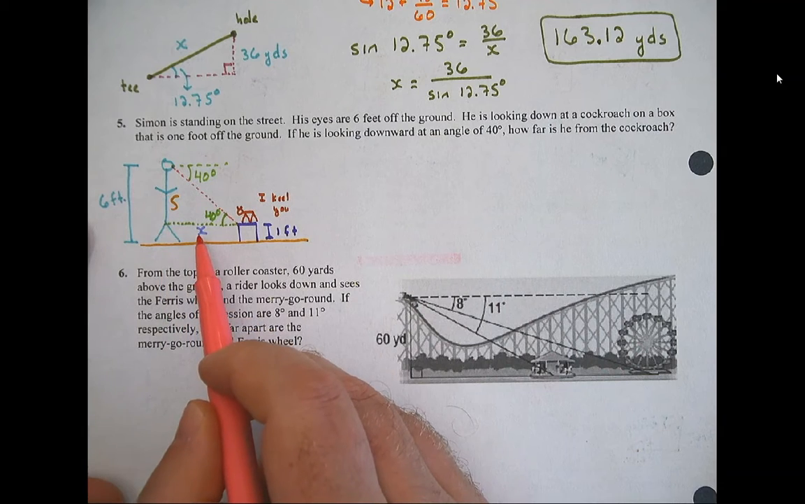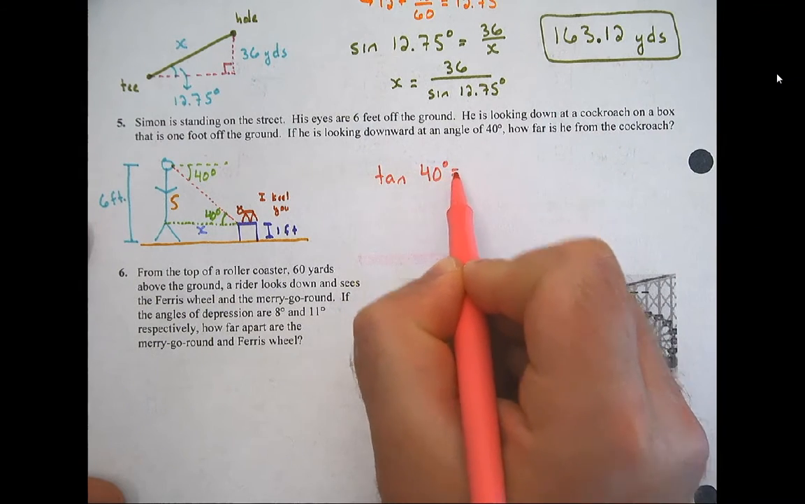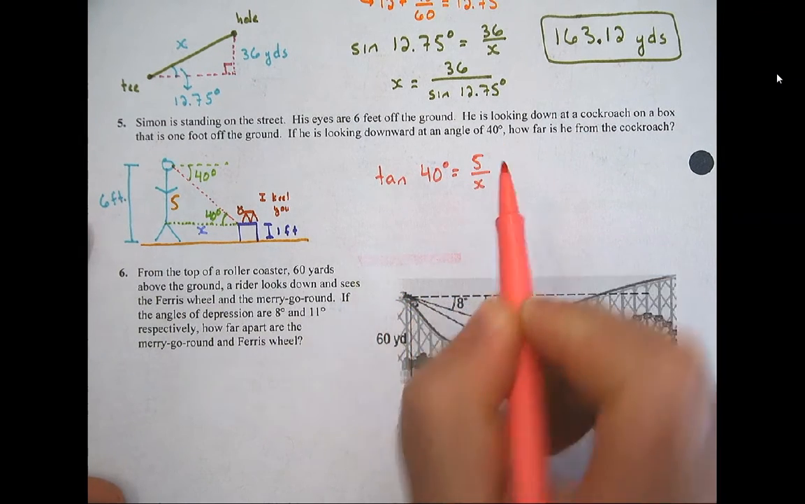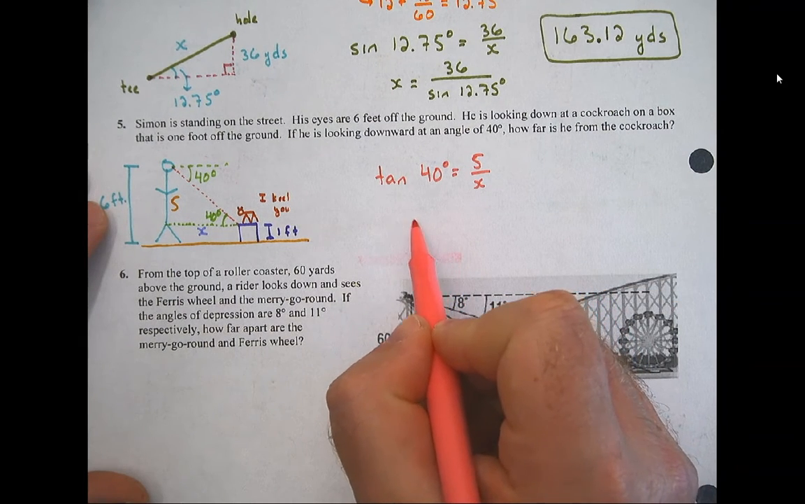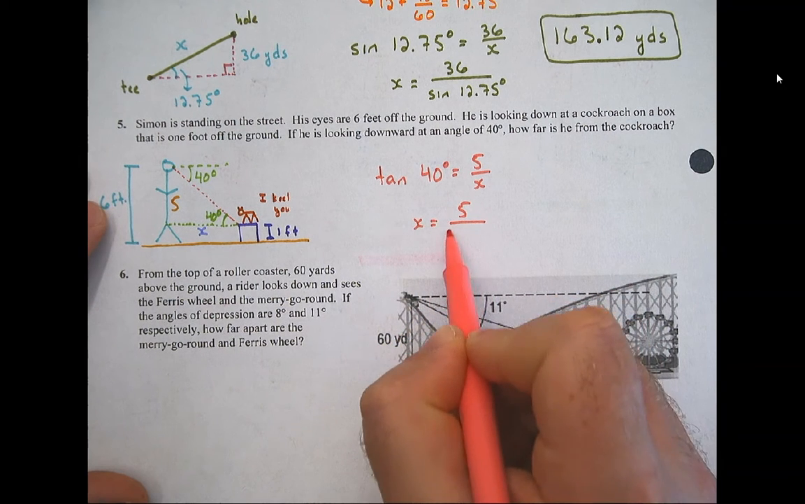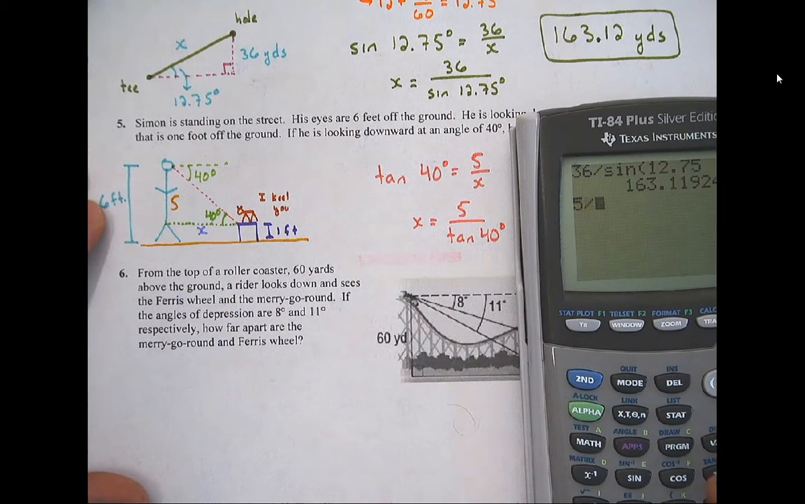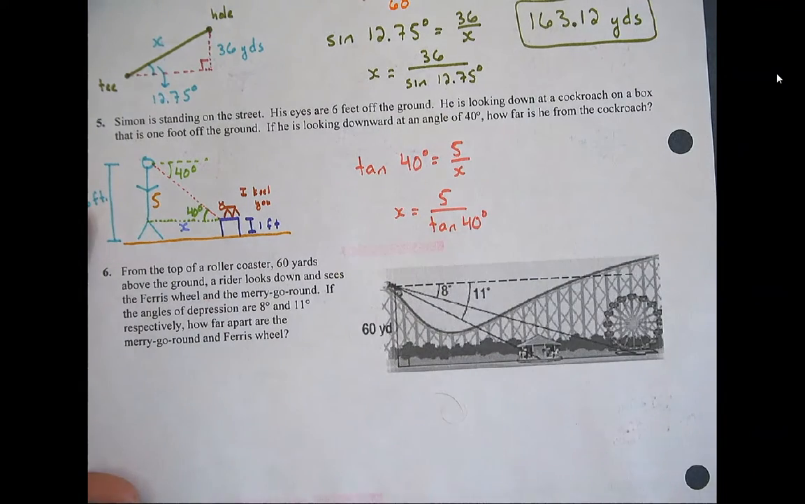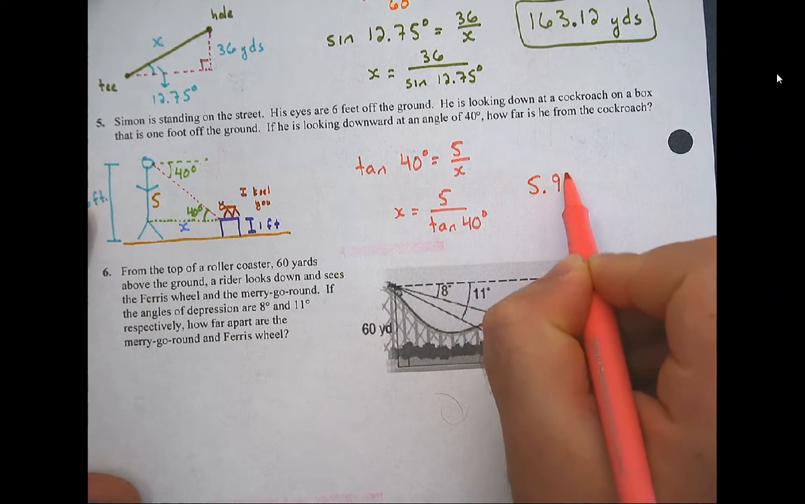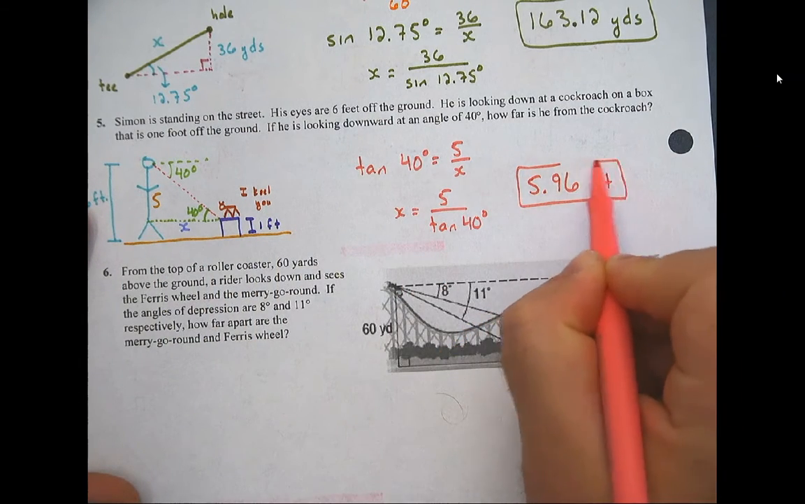So we have opposite and adjacent. So that's tangent. Tangent of my angle, 40 degrees, is equal to opposite 5 over adjacent x. This is the old switchy. So that's the same as x is equal to 5 over tangent of 40 degrees. 5 divided by tangent of 40 degrees ends up being 5.96, let's go with. 5.96, and then did it give us units? Yep, feet. 5.96 feet.